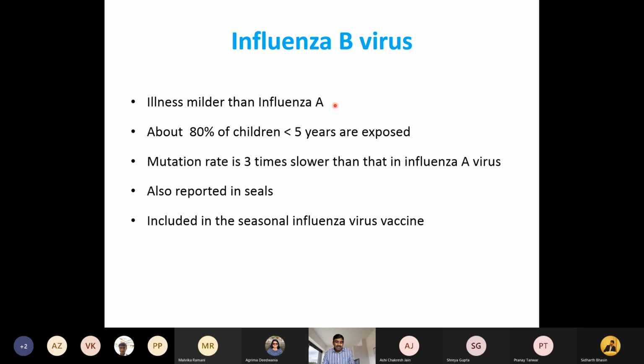Now, I have only 1 or 2 more slides, I think, for today's class. What about influenza virus B? I told you it causes milder infection than A. They are in that order. A is the most severe, followed by B, and C is the least. They are in that order.